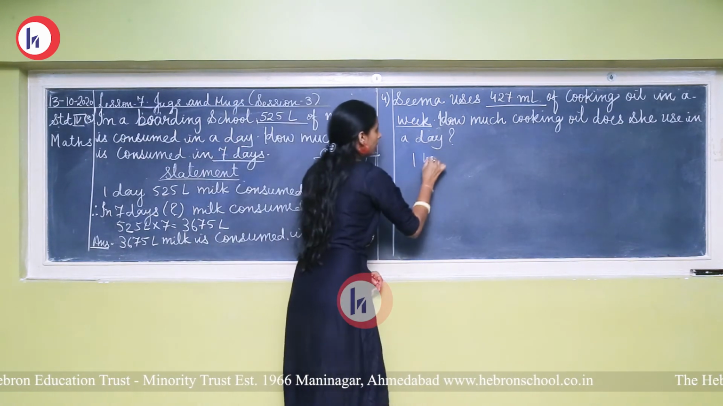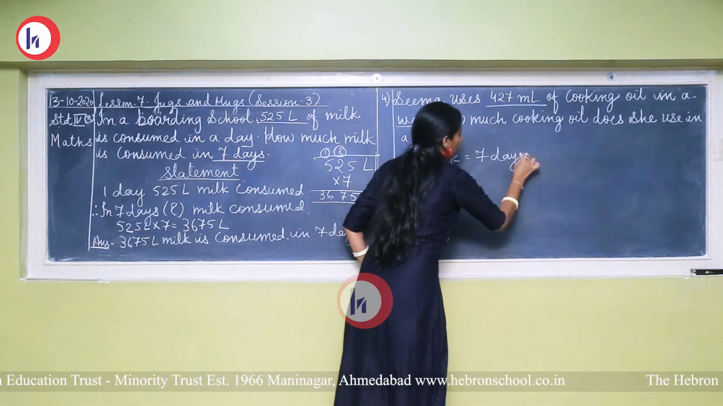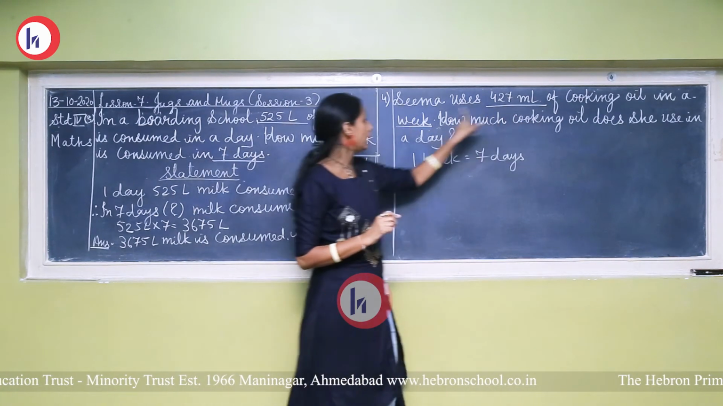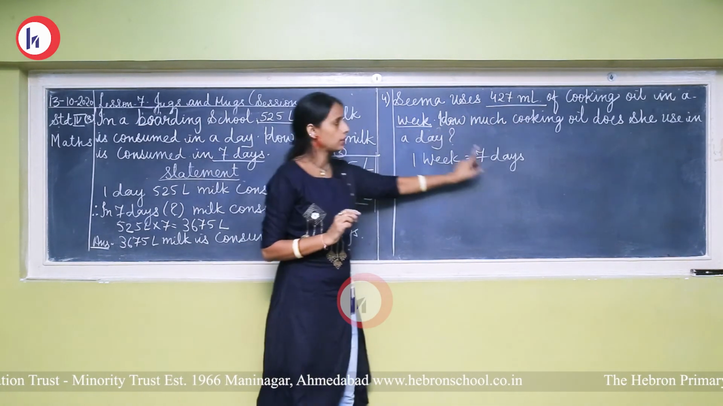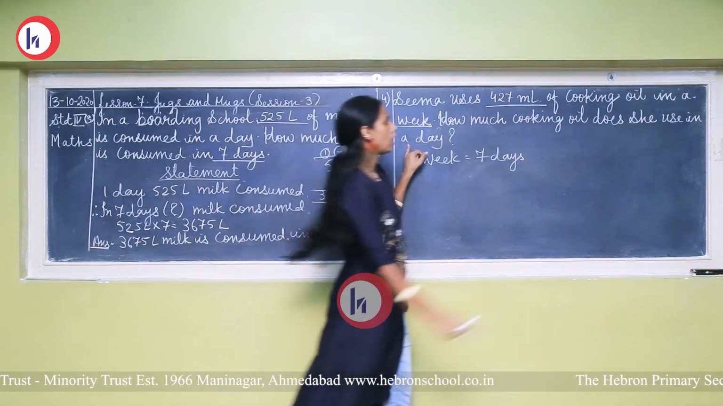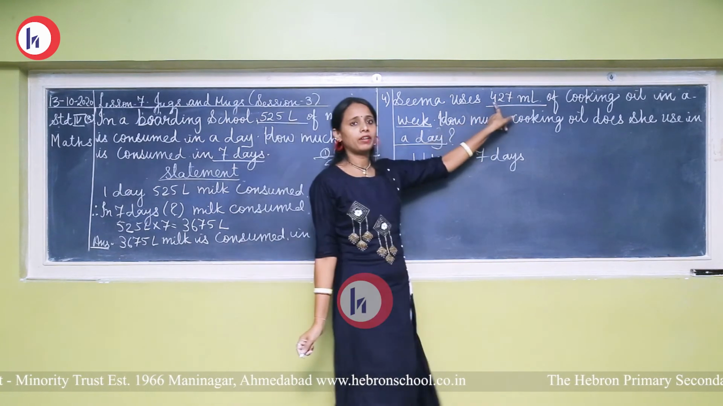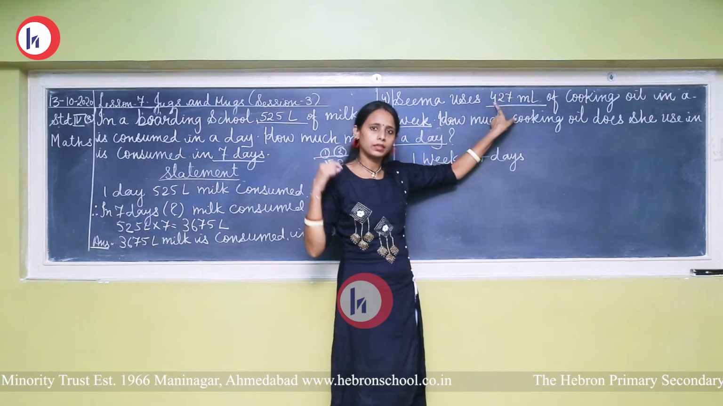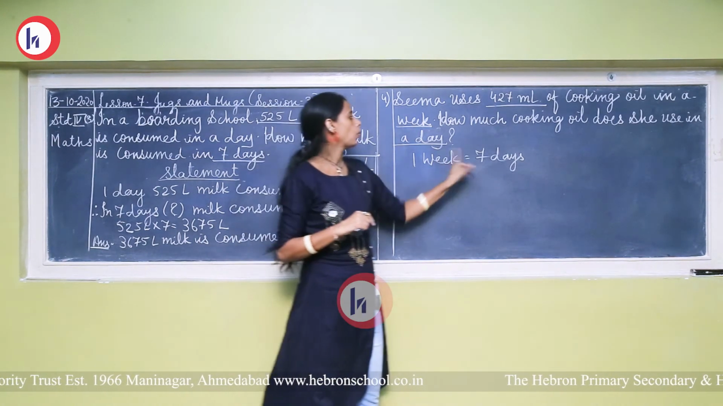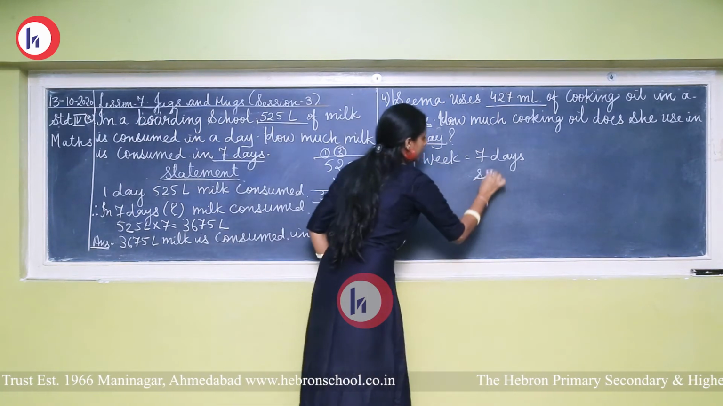So, in 1 week there are 7 days. So Seema uses 427 milliliter of cooking oil in 7 days. How much cooking oil does she use in a day? In a day means one day. 7 days में वो 427 milliliter cooking oil use करती है, and we have to find out the cooking oil she uses in one day. Okay? So here we will write statement.